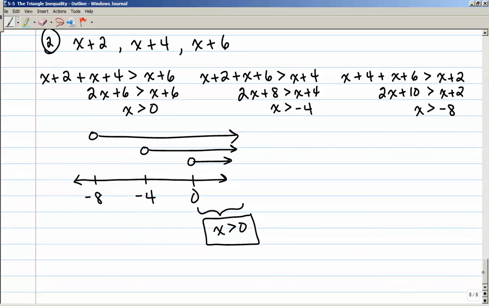So to summarize, the triangle inequality theorem says that the sum of any two sides of a triangle must be greater than the length of the third side.